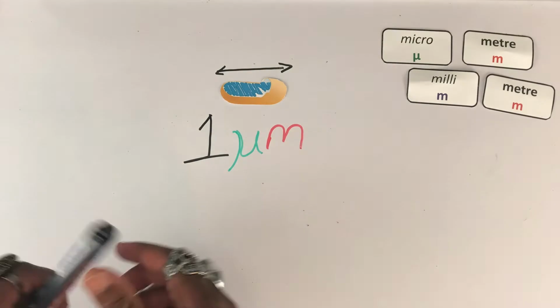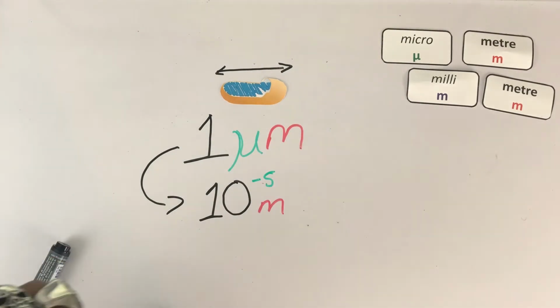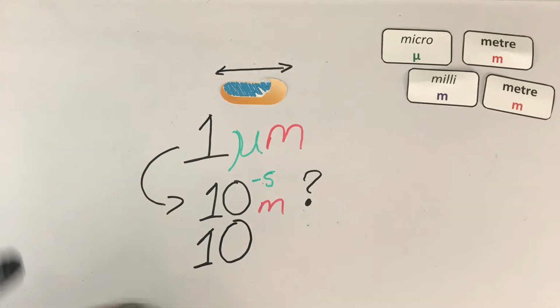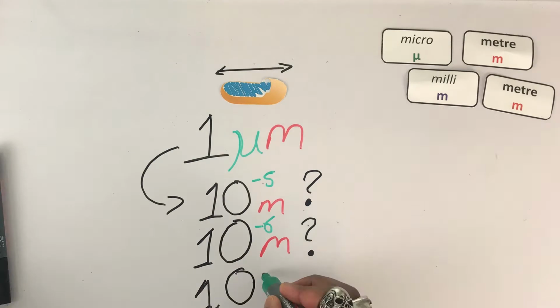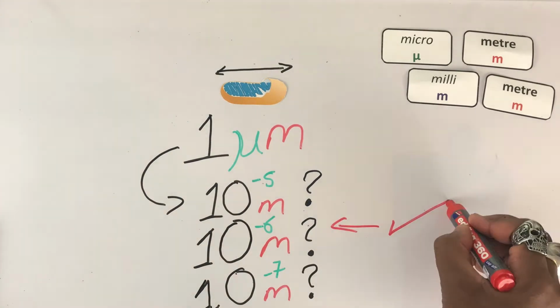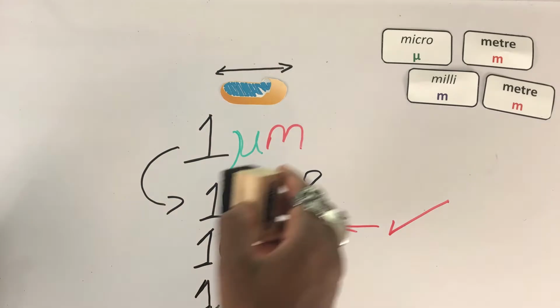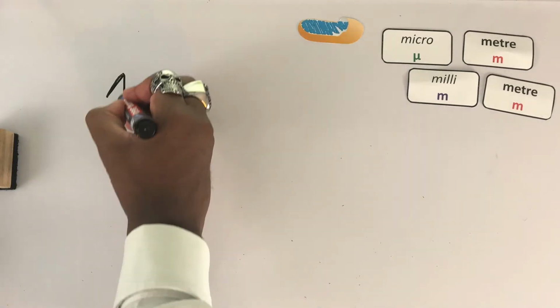So how do you think we're going to write this then? Would it be 10 to the power of 5 meters, 10 to the power of -6 meters, or 10 to the power of -7 meters? If you said this one, then you're absolutely right. We're just adding our zeros onto the exponent. So have a look at this.